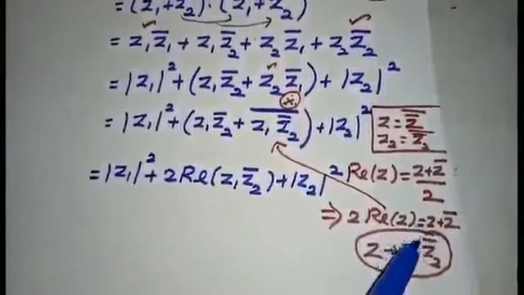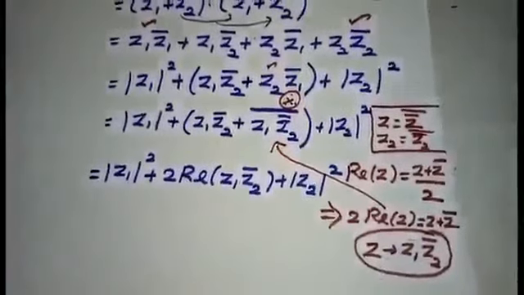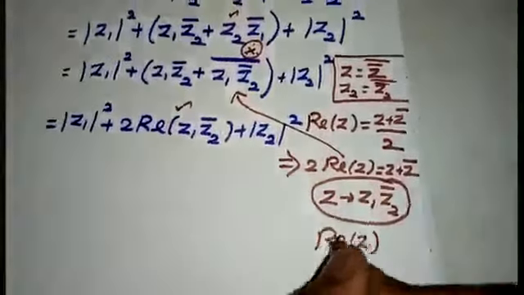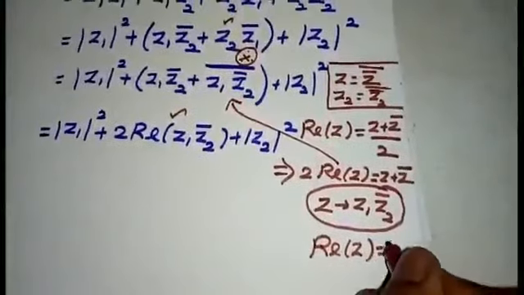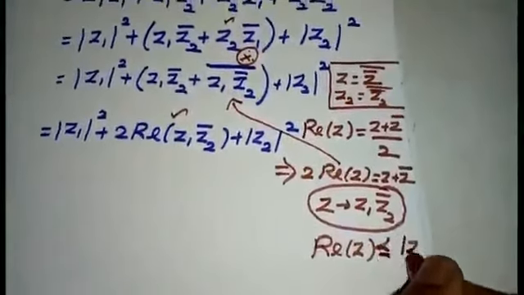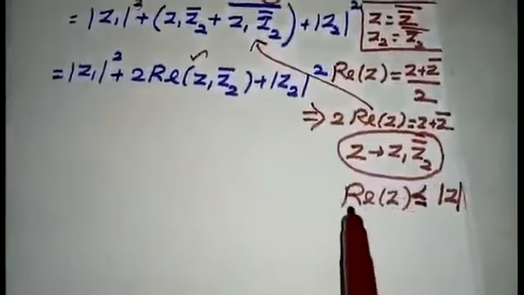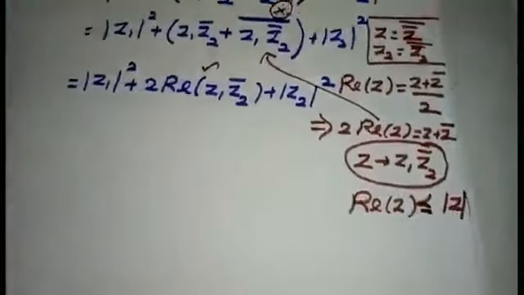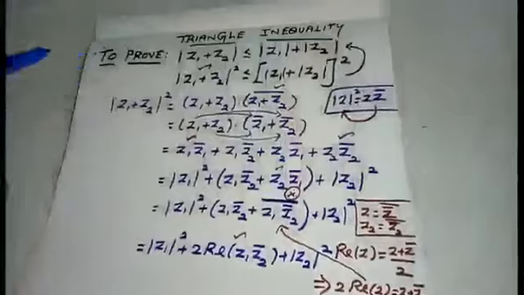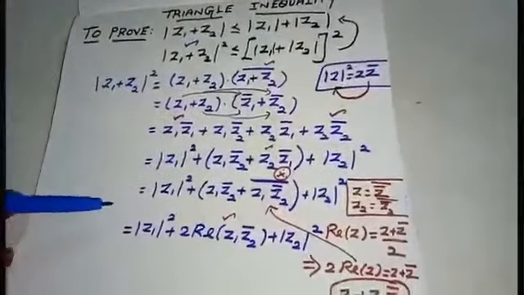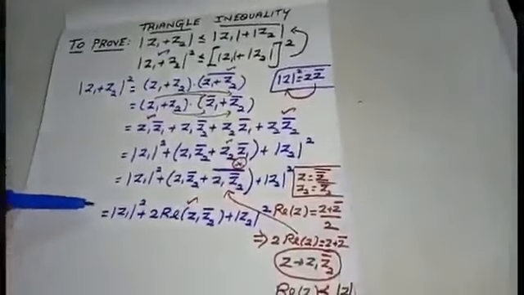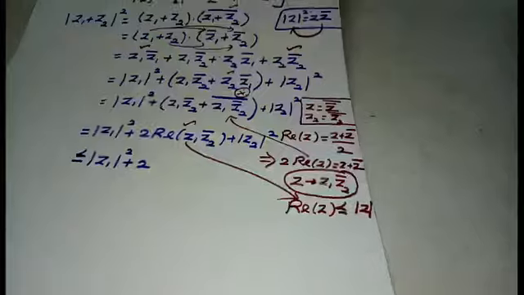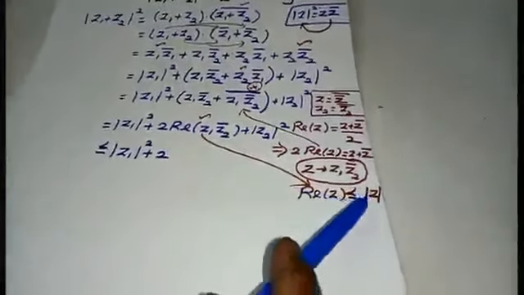Now I am going to use another property here, that is, the real part of z is less than or equal to modulus of z. If you notice properly, when I started my calculation to prove this property, I am using only equal to signs. Till now I didn't bring less than or equal to. In my question I am having less than or equal to. Still I didn't bring the less than or equal to sign. Real part of z is less than or equal to modulus of z.